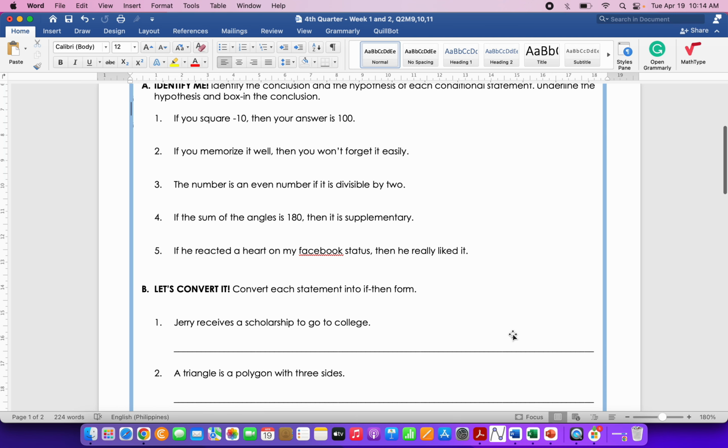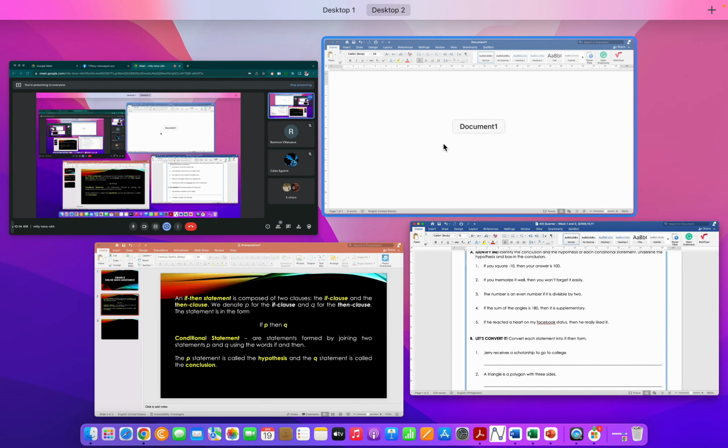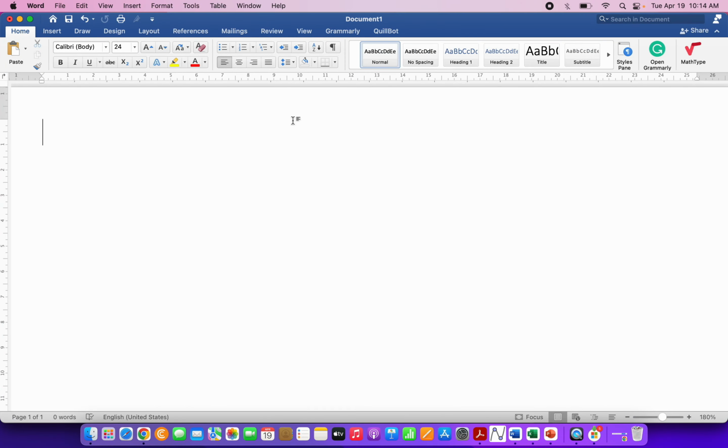And next, as I've said earlier, not all conditional statements are in if-then form. So sometimes they are in usual form. Nasa usual form lang sila. For example, like this one. Isulat ko lang ha. Cigarettes smoking, this is an example, is dangerous to your health. This one.